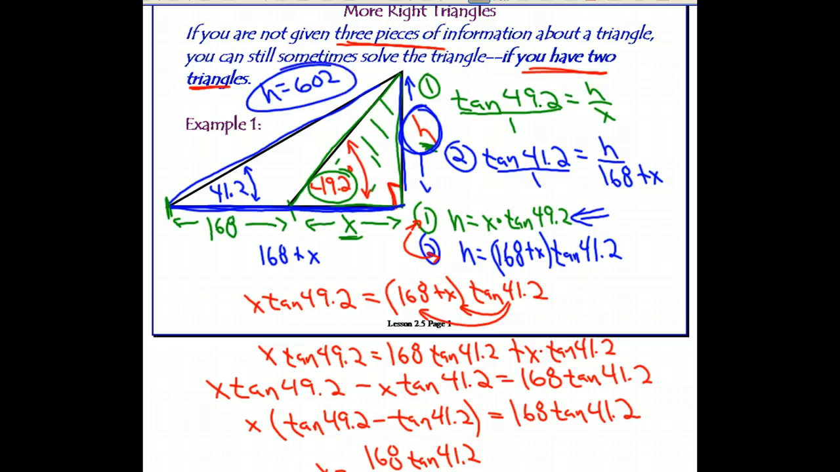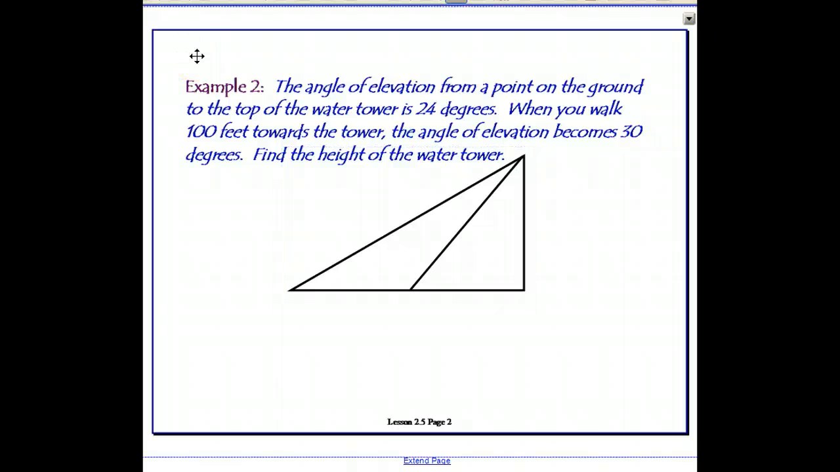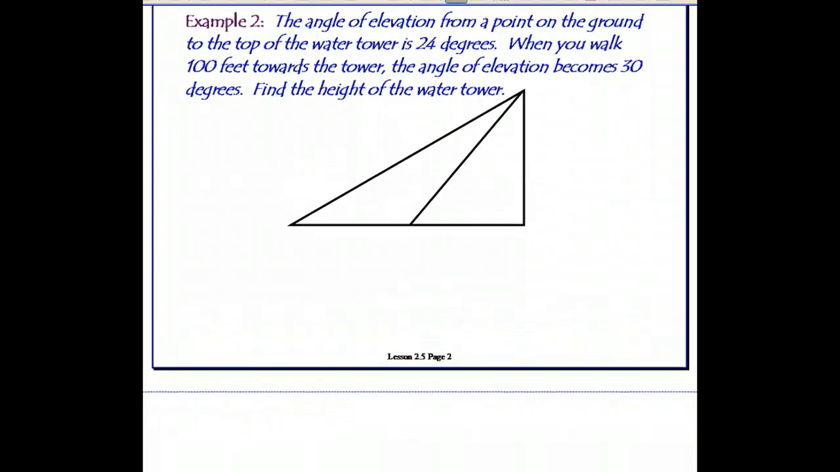So h equals 602. Not bad. Here's a second example. It's really the same problem, just with some extra words in here, but it turns out it's really the same problem. Oops, got that extra picture on there. Take that off. Okay, let me extend that just a little bit so we have some space. All right, the angle of elevation from a point on the ground to the top of a water tower is 24 degrees. As we read this question, we'll realize they're talking about this angle right here, 24 degrees.